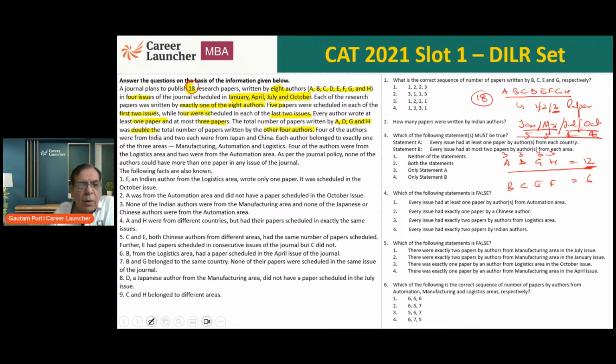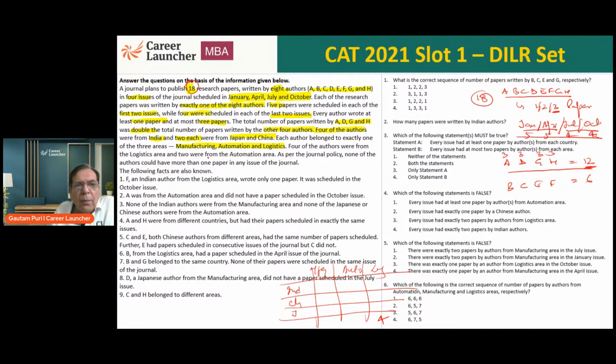Okay. What next? 4 of the authors are from India. So 4 authors from India and 2 each were from Japan and China. Each author belonged to exactly one of the 3 areas: manufacturing, logistics, and automation. So another thing is that we have authors from India, China, Japan, and their areas of manufacturing, automation, and logistics. So we will also most probably need to find out which author is from which country and which area.